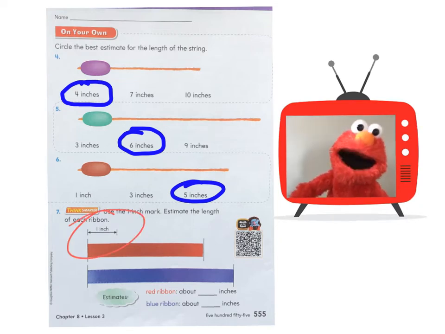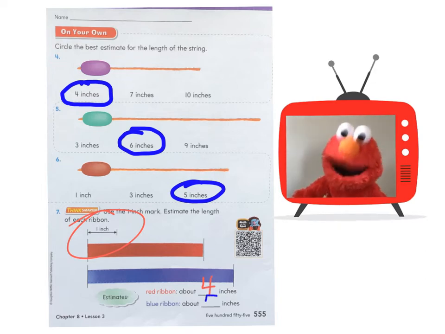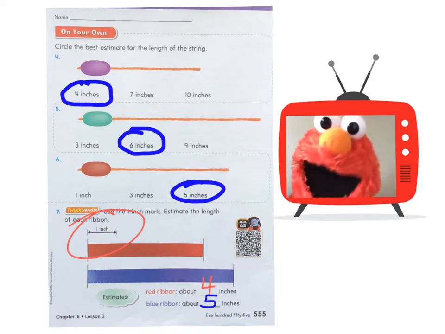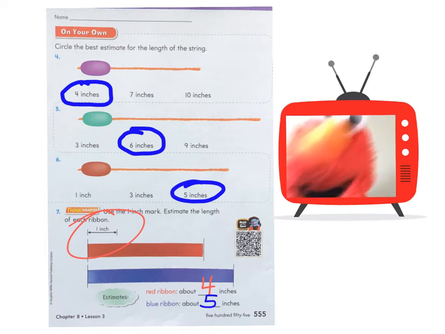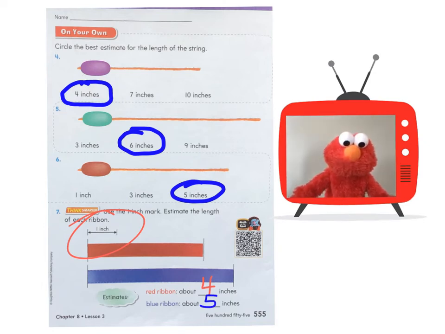Did you say 4 for the red ribbon? If you did, you were right. And if you said 5 for the blue ribbon, you were right too. But if you did not say those numbers, 4 for red and 5 for blue, then you were wrong! But I'm sure you were right, because you're very smart.